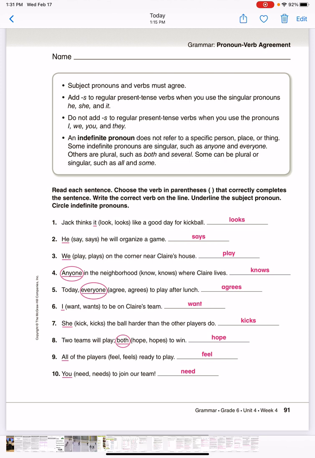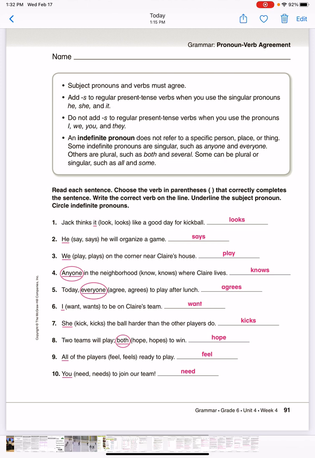Some of these indefinite pronouns are singular, like anyone or everyone. Others are plural, such as both or several. Some can be plural or singular, such as all and some. So you look at the bottom here, and it says, choose the verb in parentheses that correctly completes the sentence. Write the correct verb on the line. Underline the subject pronoun. Well, there you go.